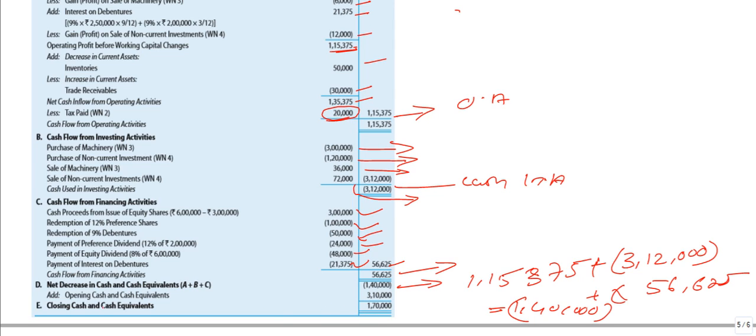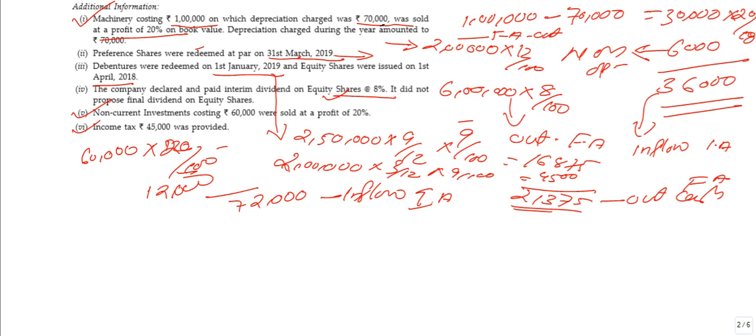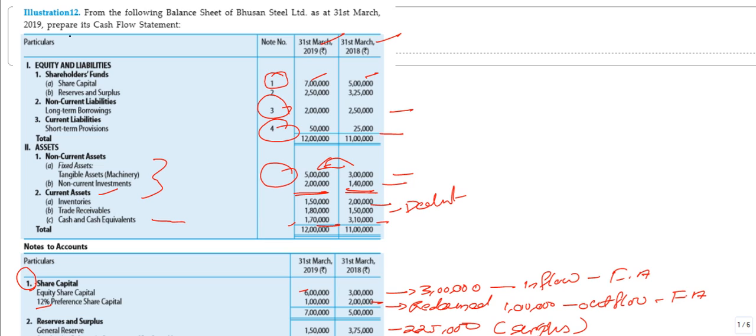Then we add the opening cash and cash equivalents. In the last question we discussed, that is 3 lakh 10,000 rupees, and then we get the closing cash and cash equivalents. Our answer is correct because we received 1,70,000 as our closing cash and cash equivalents as per the question. Just to check whether it is correct or not, check here: the opening cash and cash equivalents is 1,10,000 and the closing cash and cash equivalents is 1,70,000.